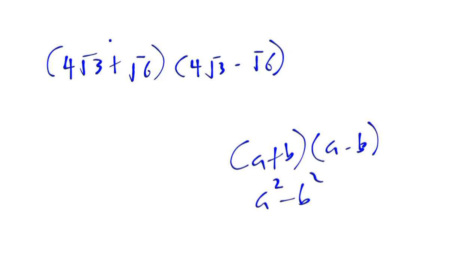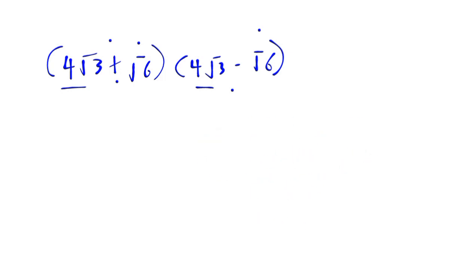The difference is just the two signs, plus and minus. So this is called the difference of two squares. It means that I will square the 4 root 3, and then square root 6, with a negative sign in the middle. So this is what I'll do.